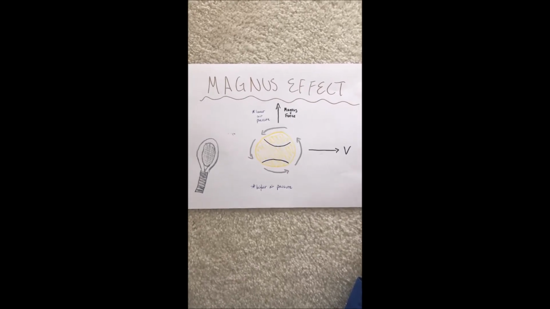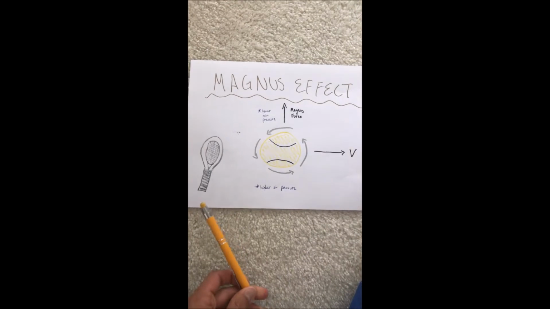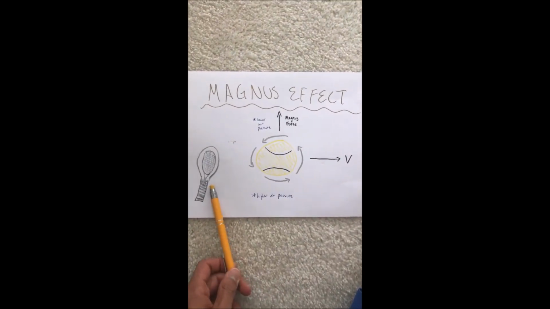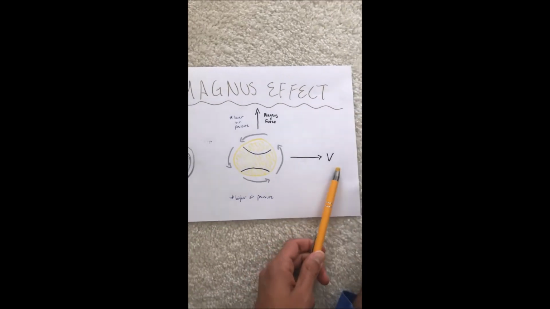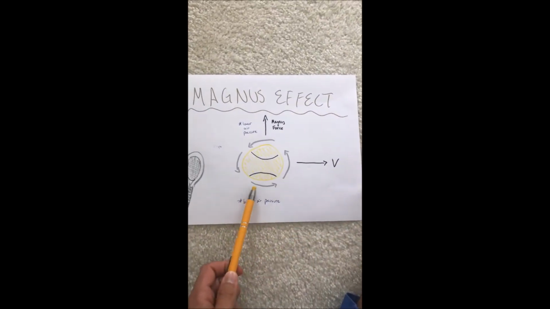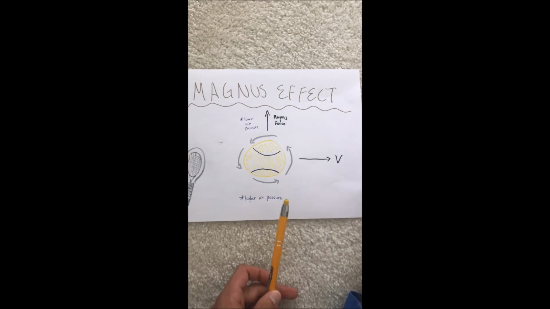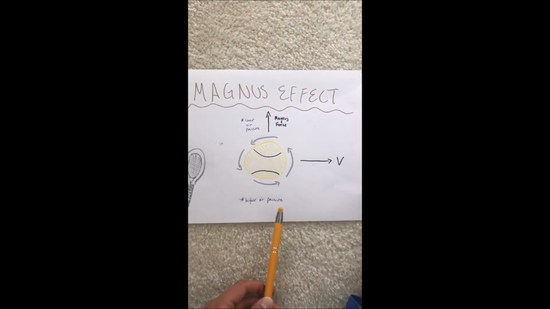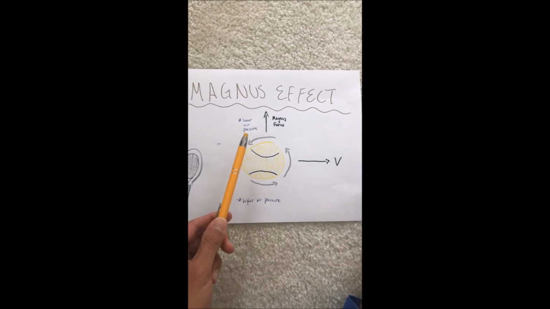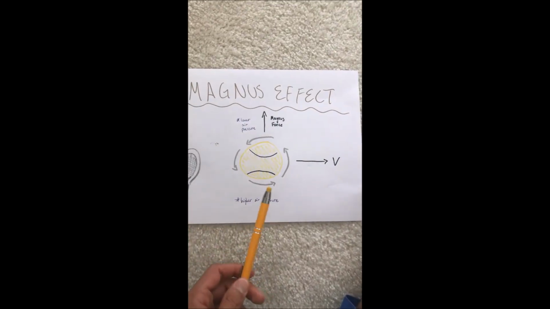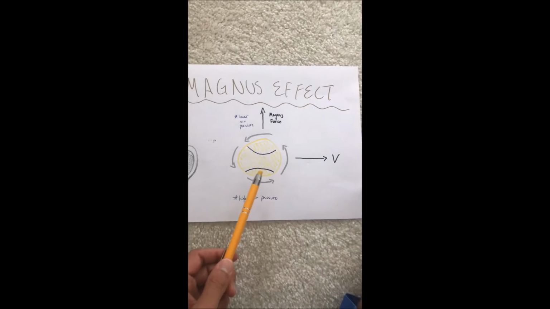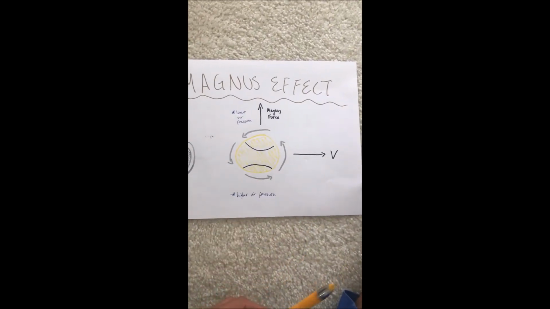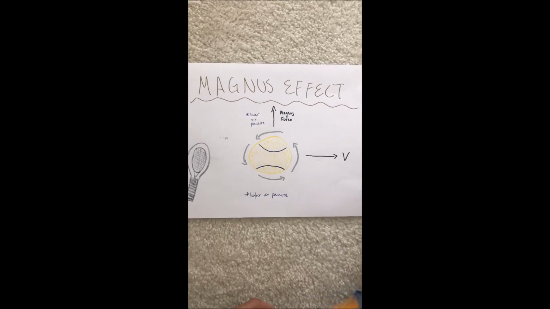So as you can see in the diagram here, if the racket is being held here by you, and the ball is being shot this way with this velocity vector, by hitting backspin or a slice, you can see the higher air pressure is created below the ball and the lower air pressure is created above the ball. And the force, the Magnus force, causes the ball to lift up. Now I'll show you guys examples of this, but the same works in reverse.